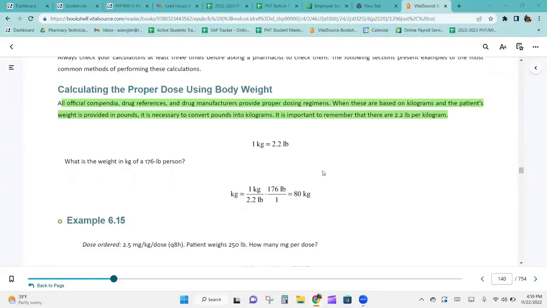All official compounding drug references and drug manufacturers provide proper dosing regimens. When these are based on kilograms and the patient's weight is provided in pounds, it is necessary to convert pounds into kilograms. It is important to remember that there are 2.2 pounds per kilogram. And that's a huge one to remember. And we'll do an example.